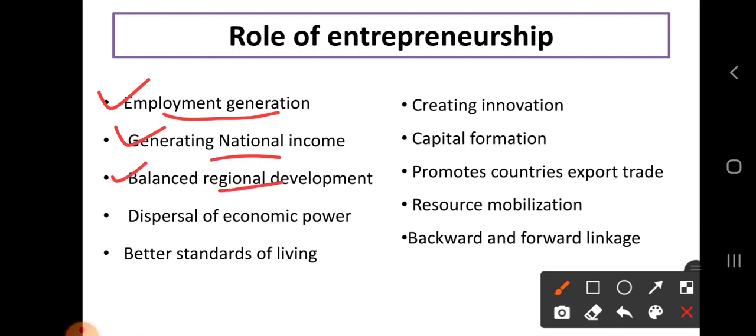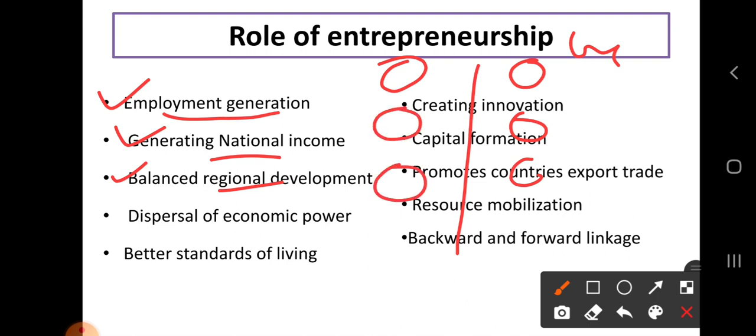Then balanced regional development. We have seen that many entrepreneurs have started their enterprises in urban areas, like various manufacturing units or anything else. So as an entrepreneur, you need to start an enterprise in rural areas also. So various rural-area-based enterprises, like dairy projects, vermicompost projects or agrotourism projects, lead to balanced regional development between urban and rural areas, because the urban area is already flooded with economic development and income generation, but the rural area is low as compared to the urban area.